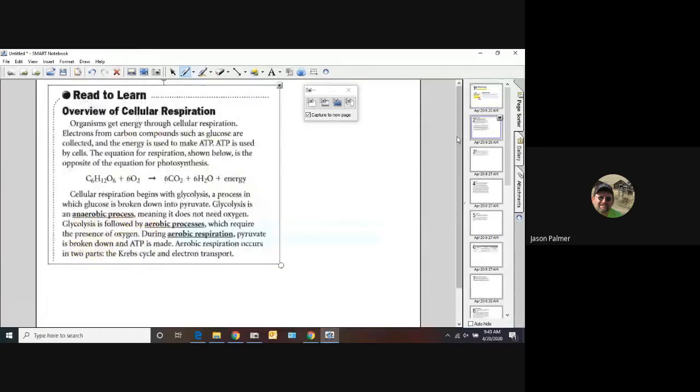All right, so this should look very familiar to you, like photosynthesis, but backwards. So we start with the glucose and 6 oxygens. We're going to get 6 carbon dioxide, 6 water, and energy in the form of ATP.